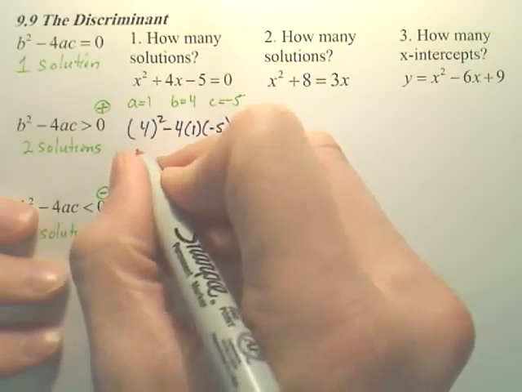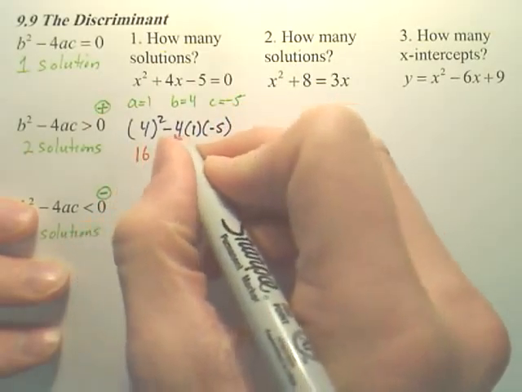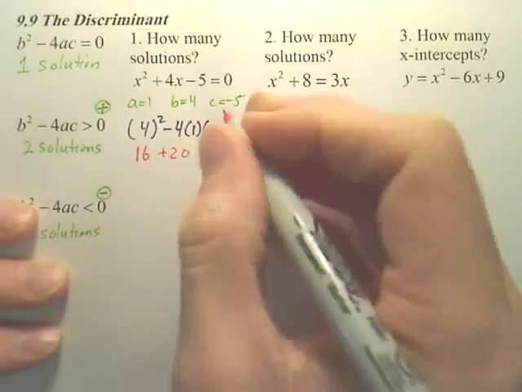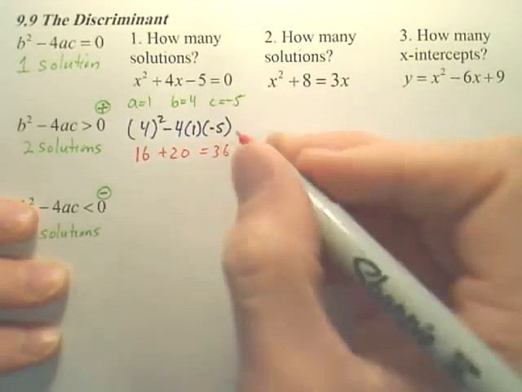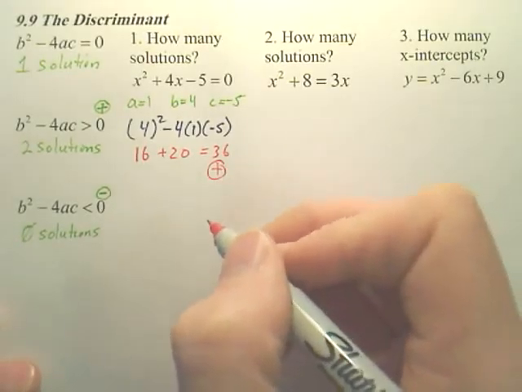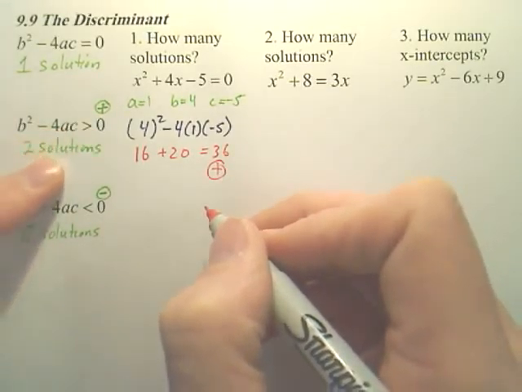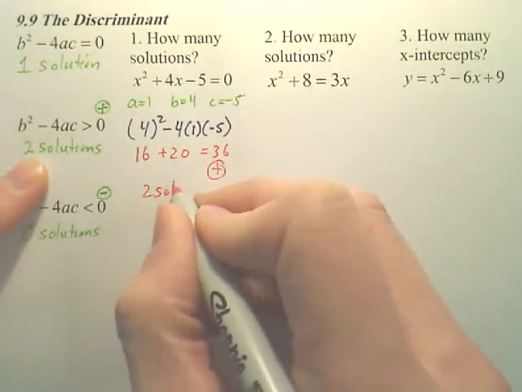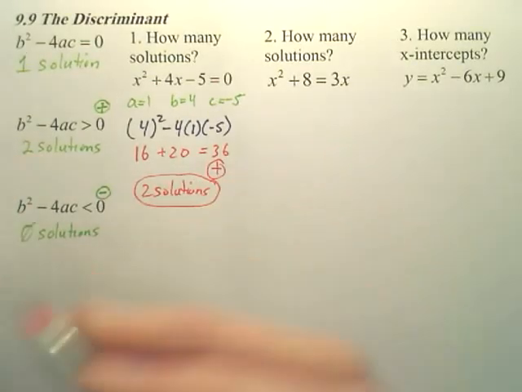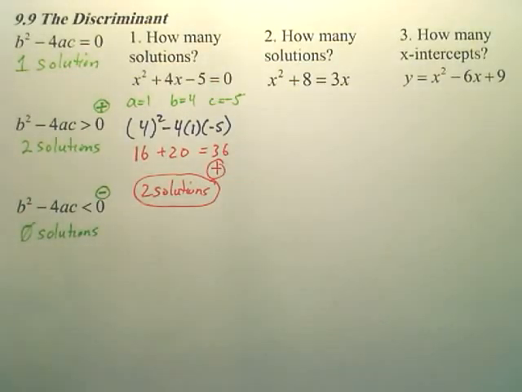So look, we got 16, and that looks like I got positive 20. Now, is that positive, negative, or 0? Well, it's positive. Positive means it's 2 solutions. Meaning if we finished it, we would have 2 answers. It discriminates. It just tells you real quick how many answers. And that one will have 2.